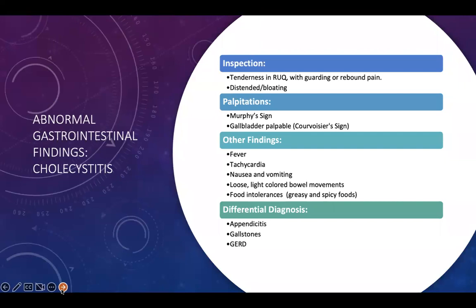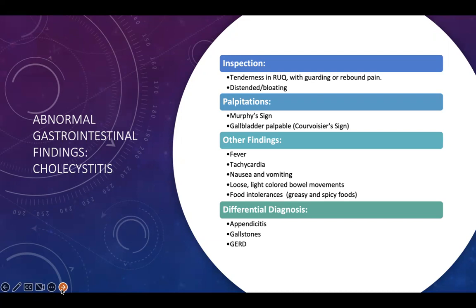When we first see our patients with abnormal gastrointestinal findings, we are going to find them with cholecystitis. Patients with cholecystitis will often come in with complaints of tenderness in the right upper quadrant. The pain can also radiate to the shoulder or the scapula on the right side. Patients will have guarding of the abdomen and sometimes experience rebound pain. Additionally, patients will have distension of the abdomen and complaints of bloating. With these patients, there are no changes in bowel sounds. Patients will also have normal tone when percussing.